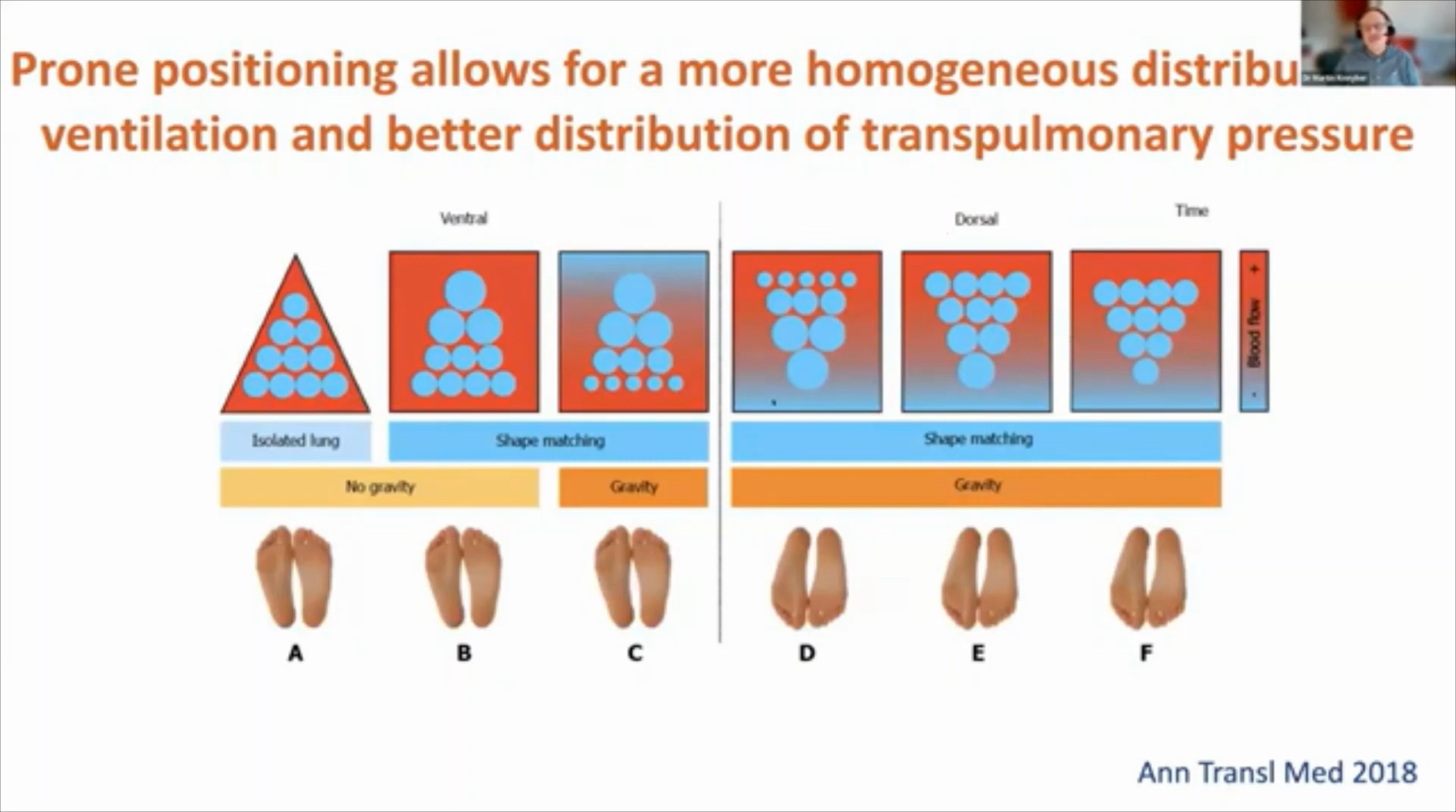So with prone positioning, you flip the patient, there's still the gravity, but you get a better shape matching. And over time, in the end, you see that the lung aeration becomes more homogeneous across the lung compared with a patient who is in supine position.